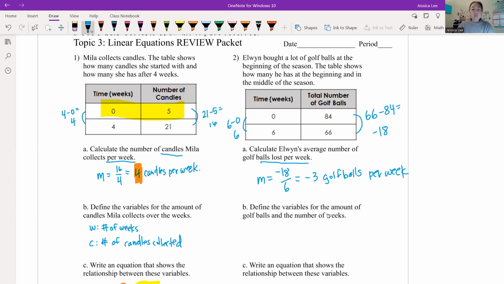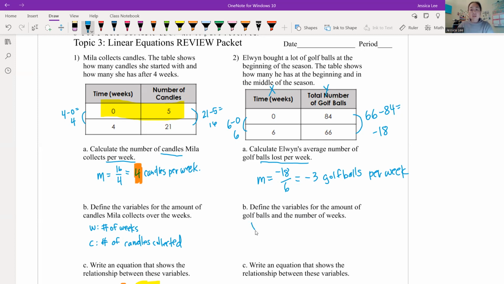Now we're going to define the variables for the amount of golf balls and the number of weeks. In this case, before I used W and C for the weeks and the candles, this time I'm going to just use X and Y, because a lot of people are comfortable with X and Y as well. So here's my X, there's my Y. Remember, X is always our independent variable, and Y is our dependent variable, because time does not depend on the number of golf balls, but the total number of golf balls depends on how many weeks have passed. That will define how many golf balls he's lost.